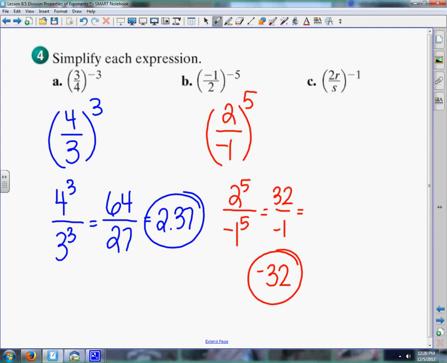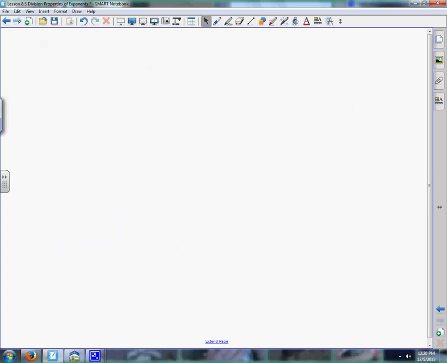For C, I'm going to have S over 2R. And that's all raised to the first power, which I know is just that. That's it for your notes.